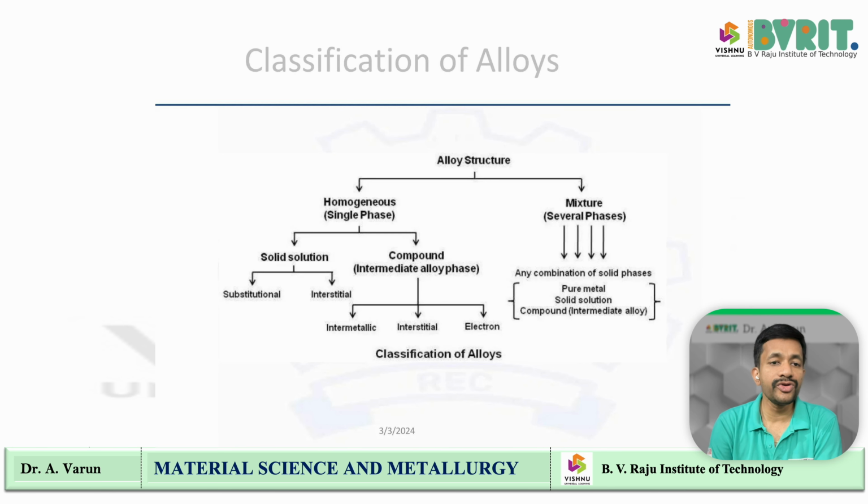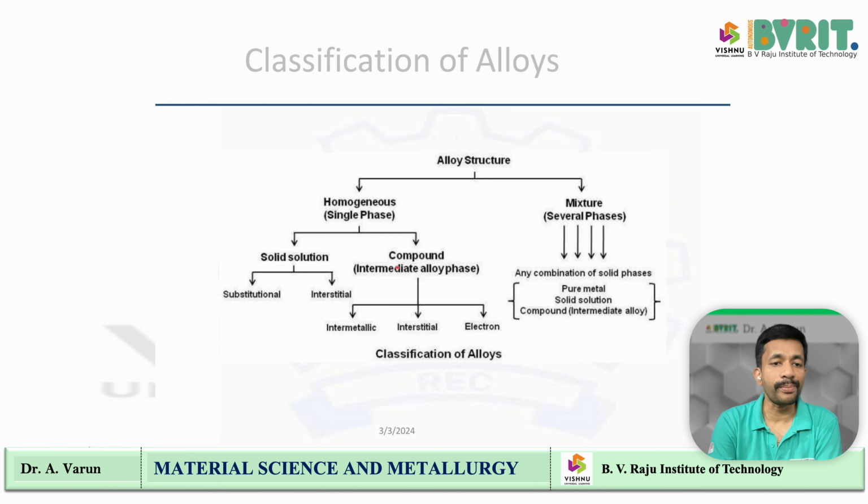So this is homogeneity, and this homogeneous can be of two types, that is a complete solid solution or a compound. The basic difference between solid solution and compound is that a solid solution has the same properties as that of a parent metal. That means, for example, we take element A and element B, and they are combined to form a solid solution. It is expected to have the properties of A and B. That is a solid solution.